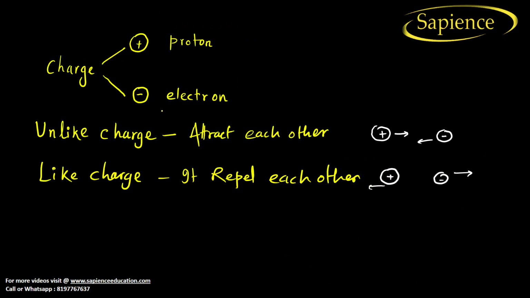Charge is carried by the proton and electron. Now try to understand: unlike charges attract each other. This is a positive charge and this is a negative charge, so there will be attraction. But when there is positive and positive, repulsion will happen. You can also take negative and negative charge; if both bodies have negative charge, there will be repulsion. So like charges repel each other, but unlike charges attract each other. I hope you have understood this.